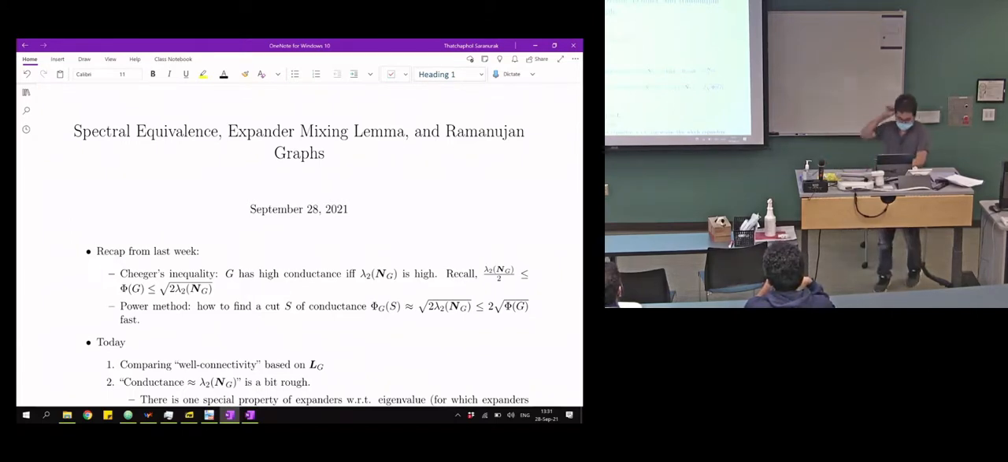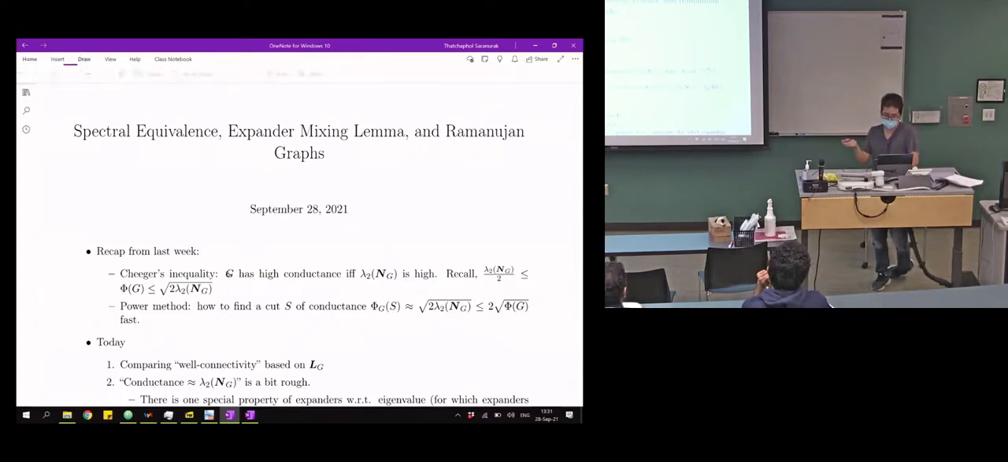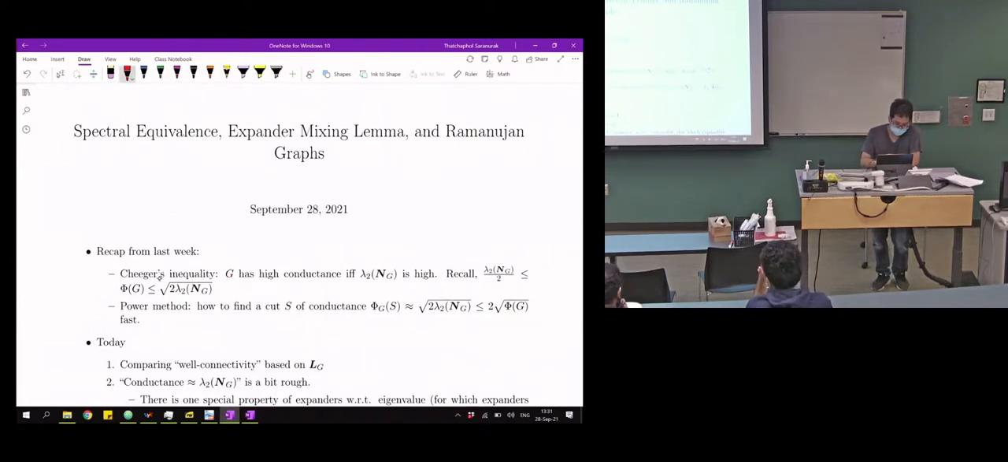So let's start. Last week we saw for the first time the connection between eigenvalue and expander. We see it from Cheeger inequality. It basically says that the graph is an expander, or it has high conductance, if and only if the second eigenvalue of the normalized Laplacian is bigger than 0.